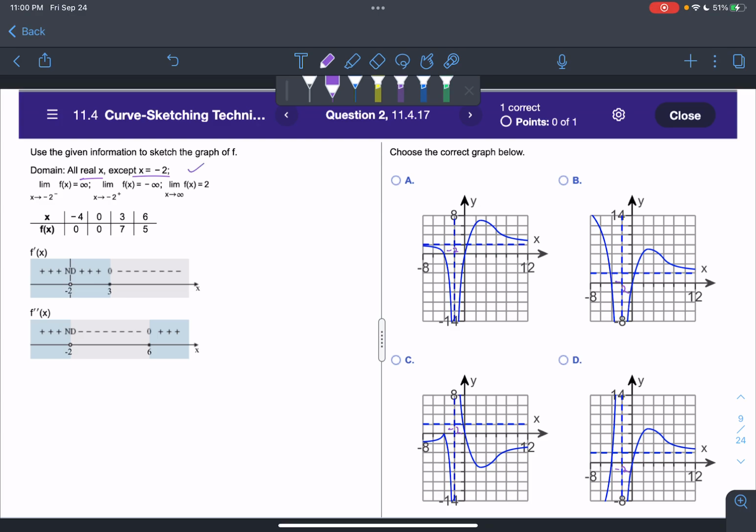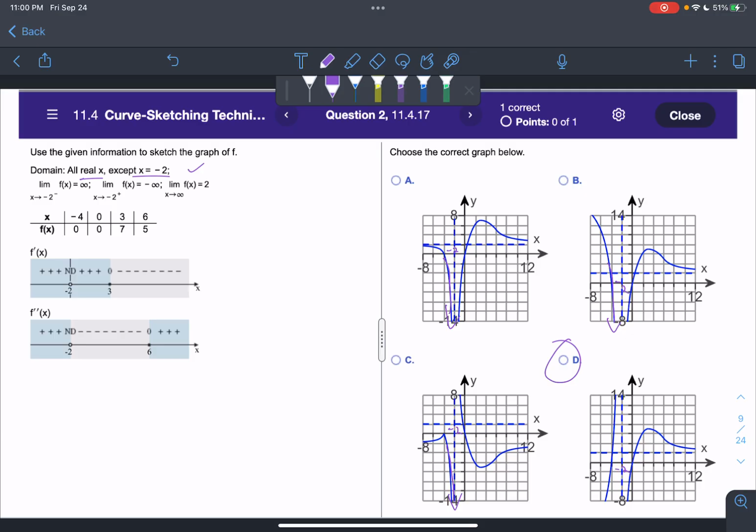The limit as we approach -2 from the left is positive infinity. So that means to the left of -2, we should be going up to positive infinity. This goes down to negative infinity. Same for this one, and same for this one too. So that pretty much leaves D.